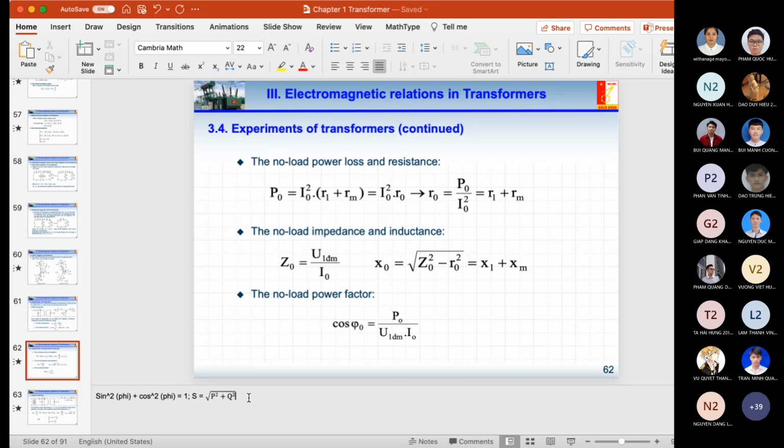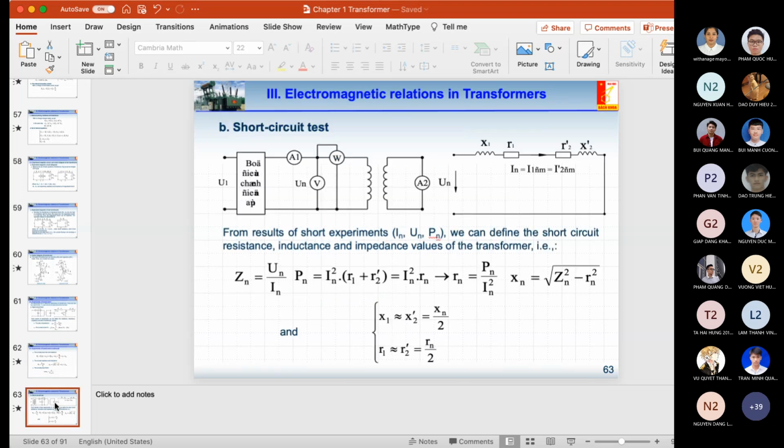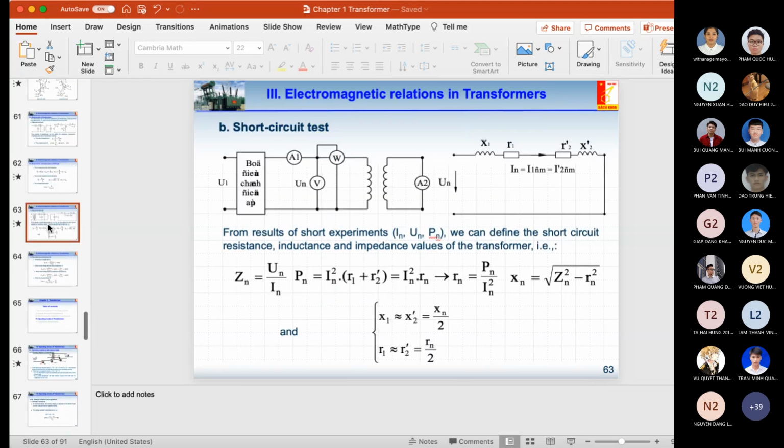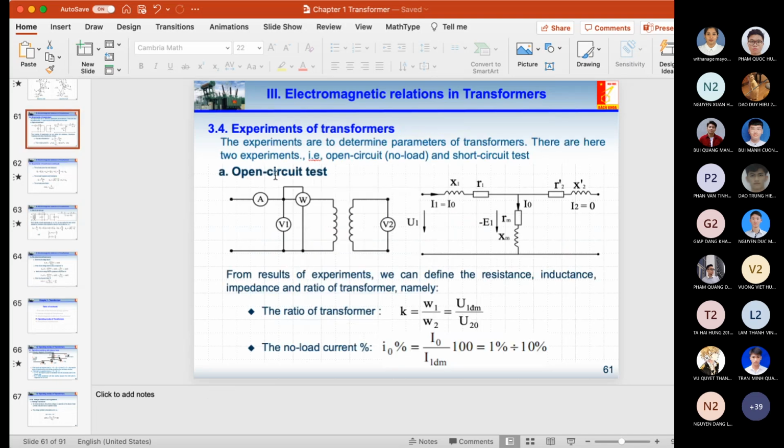Sometimes, if the cos phi of the transformer is very low, even when we don't use any electric device, at the end of each month we still pay money for that. That's why. Okay, let me talk about the open circuit test.